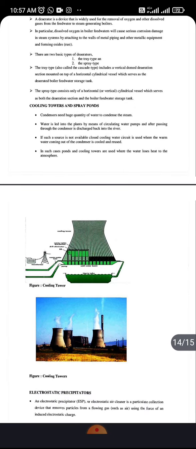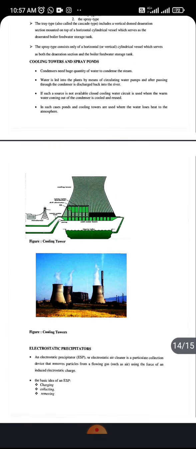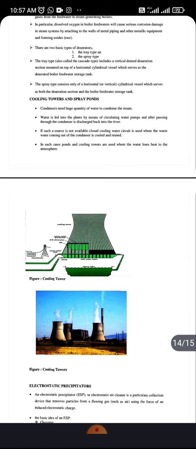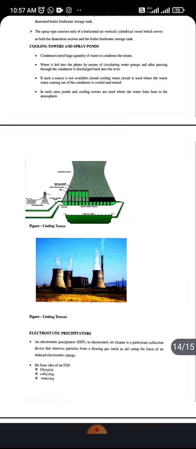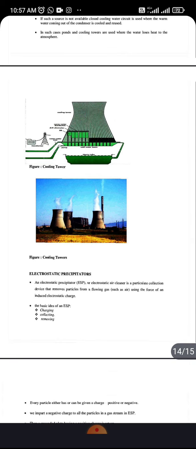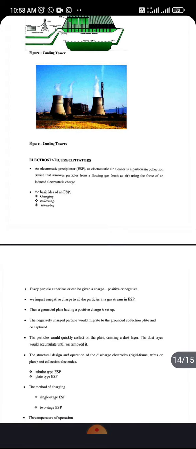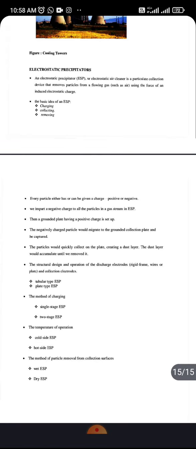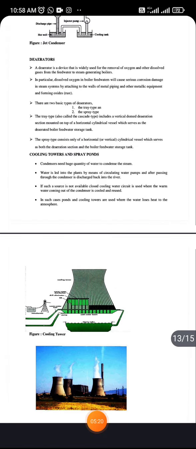And the last one is the cooling tower. Actually, the cooling tower is used for water level maintenance, and it is the last section of steam power generation. So this is all about the small introduction to the thermal power plant.